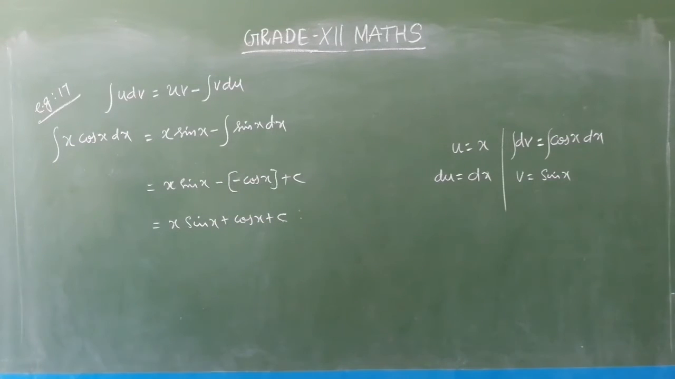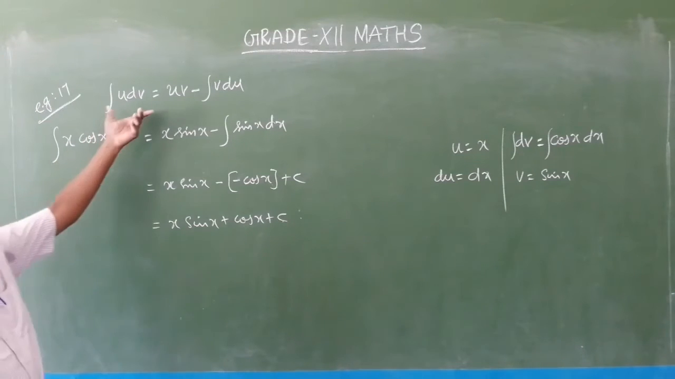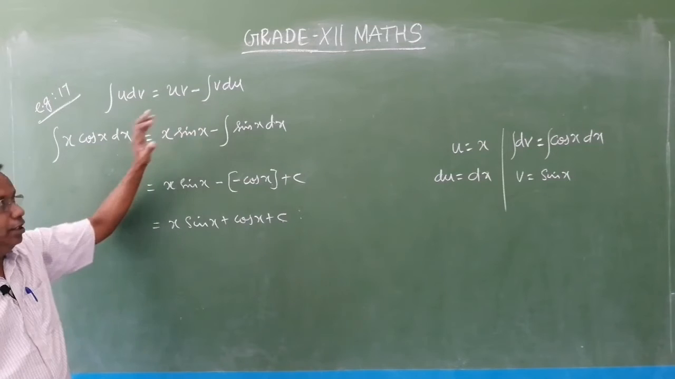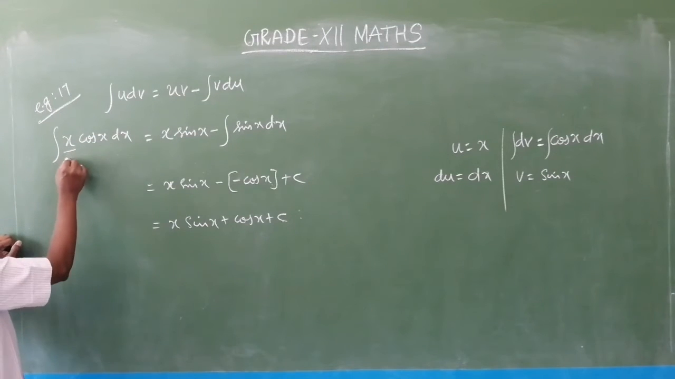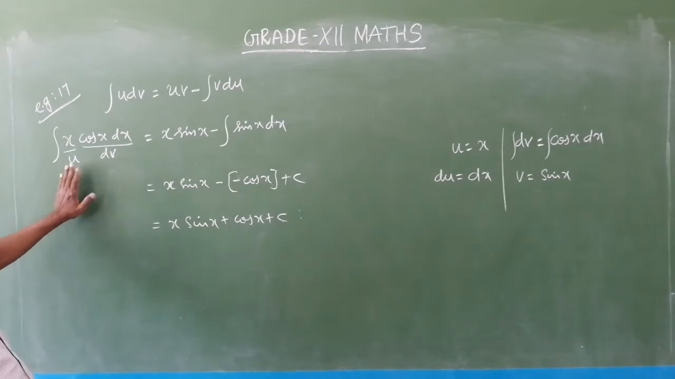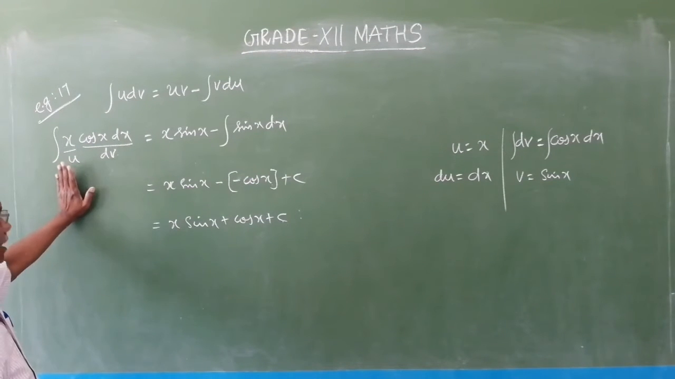So this is the method of integration. Once again I tell you, first write the formula integral u dv equals uv minus integral v du. Take one function as u and the other whole function as dv. I choose x or x power n, whatever it is, as u, because when we differentiate, the power of x will be reduced.